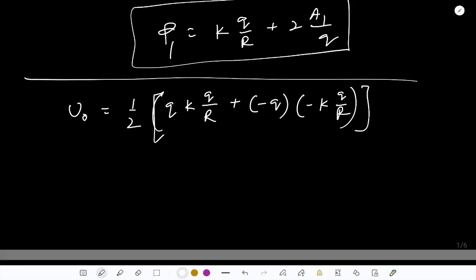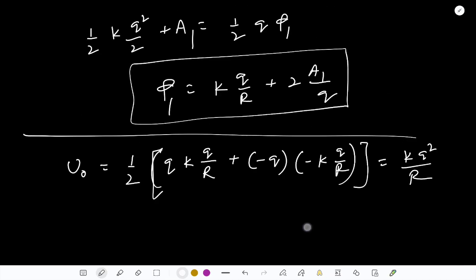And if you solve it, what is it? This is simply kq square by r, the 2 gone because they were added both, and so this was the initial electrostatic potential energy.